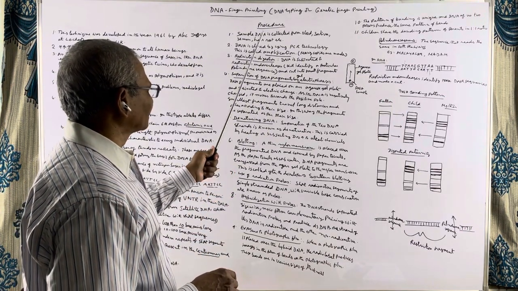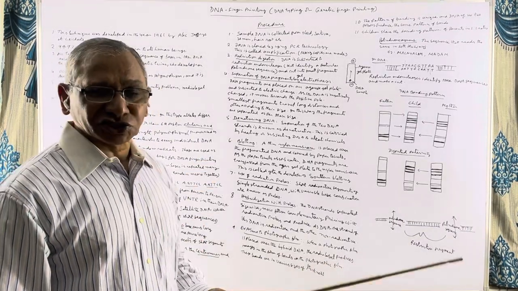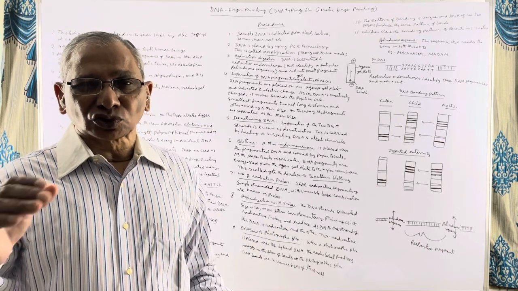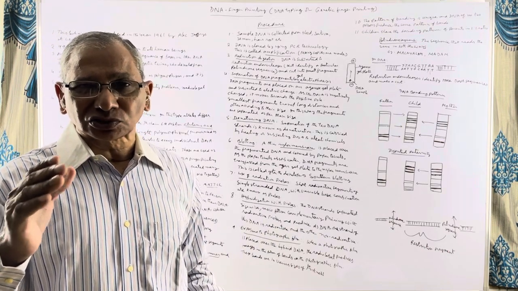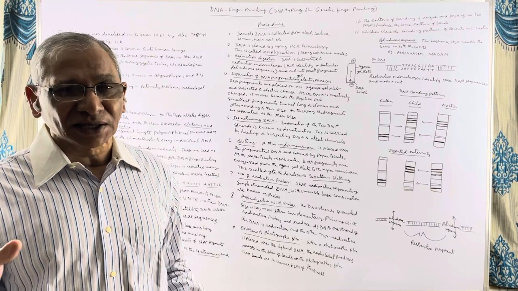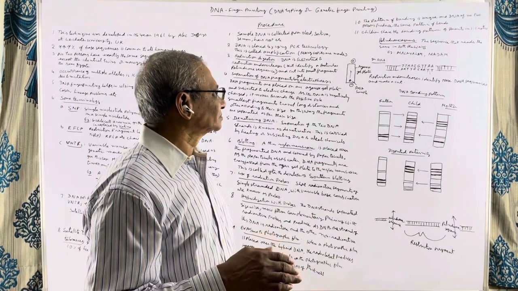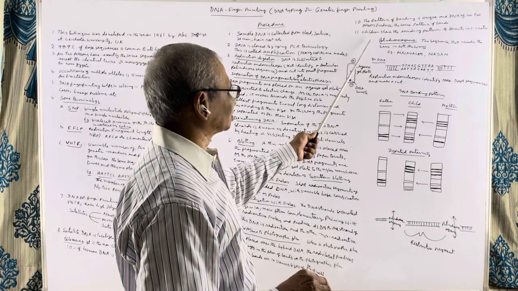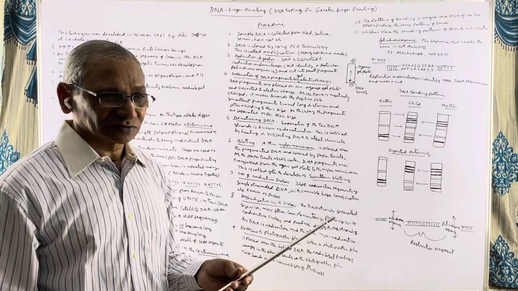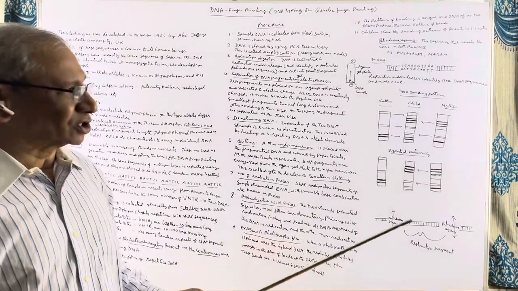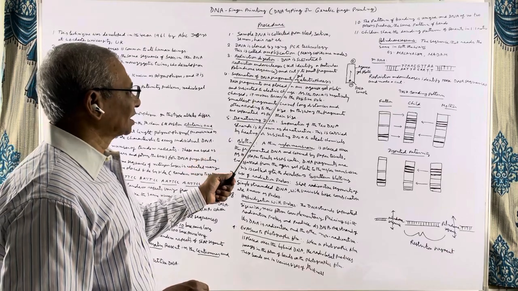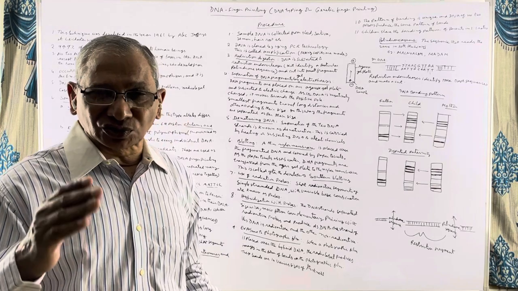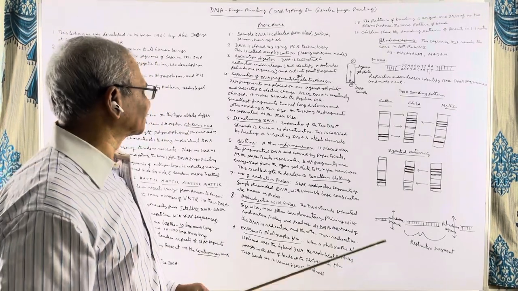Then, restriction digestion. Now, restriction endonucleases are used to cut the chromosomes, or DNA molecules, into small fragments according to their palindrome sequence. So now DNA is subjected to restriction endonucleases, and according to the palindrome sequence, the DNA molecule is cut into a number of pieces or segments.